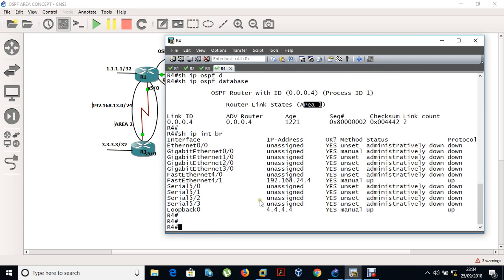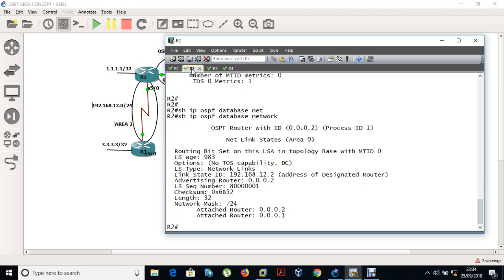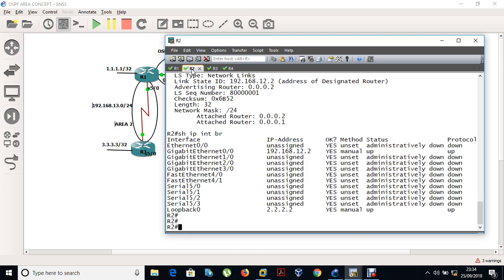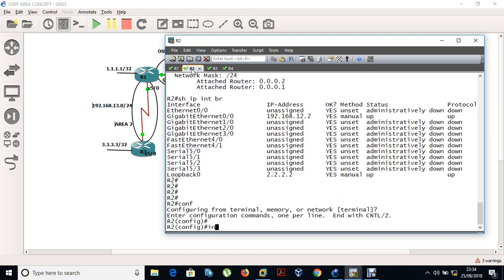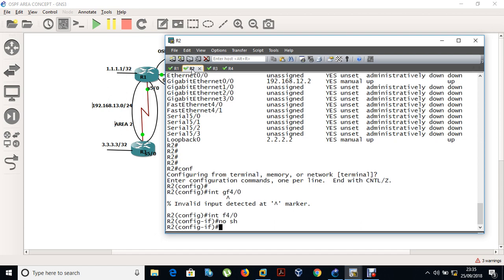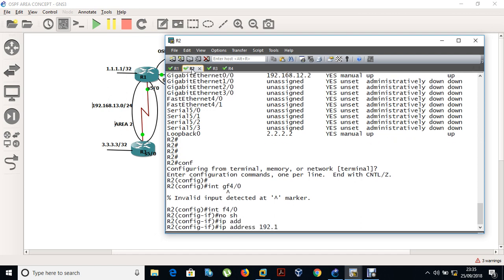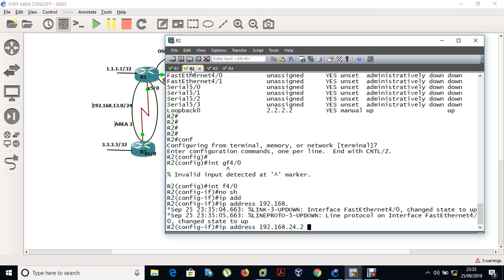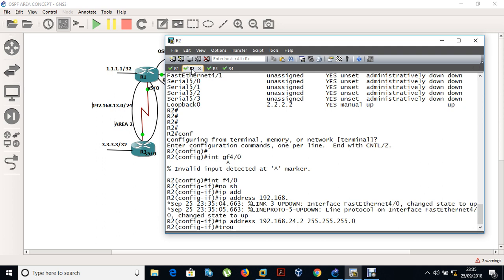Oh, it has, okay, this 224 up and up. Let me go show IP interface brief to see if the interfaces are working. Oh yeah, this one I didn't even configure, that's why. Interface gig FA4/0, no shut. IP address 192.168.24.x, 255.255.255.0, and excuse me for that.